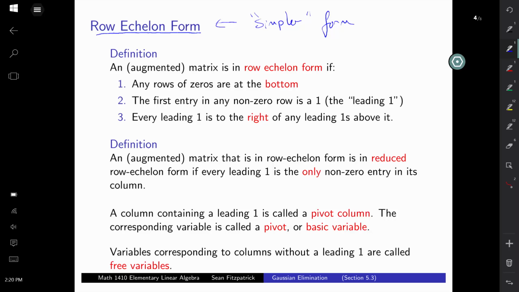The next condition is that for a non-zero row, so if a row has at least one non-zero entry, we want the first non-zero entry to be a 1. And by first, we always read things left to right. So reading across the row from left to right, we want the first non-zero entry to be a 1. This is our so-called leading 1. And as we work our way down, any new leading 1 needs to be to the right of any leading ones that we already established.